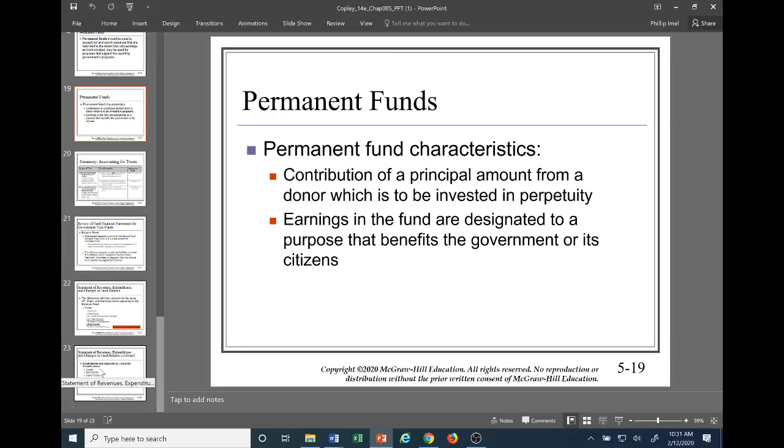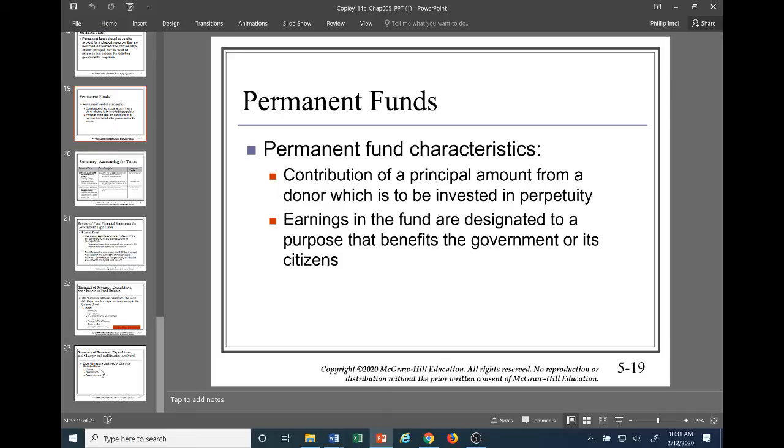Earnings in the fund are designated to a purpose that benefits the government or its citizens. Notice who the benefit is for. The government or its citizens, right? That's why it's in the permanent fund, because it's a governmental fund. So if the purpose is for the government or the citizens' benefit, it's going to be accounted for in that government fund, in the permanent fund, right?